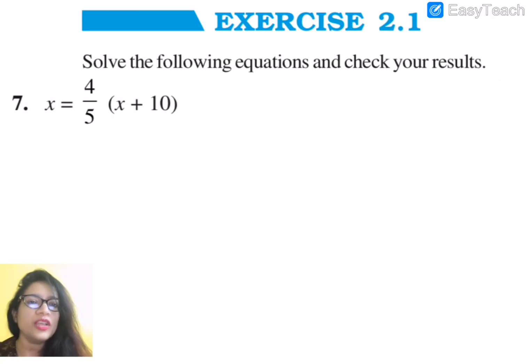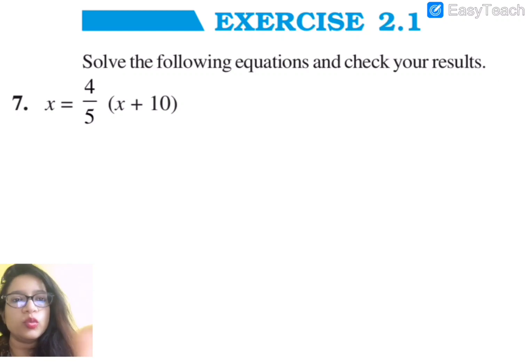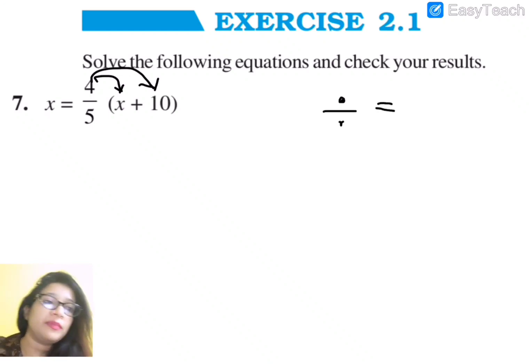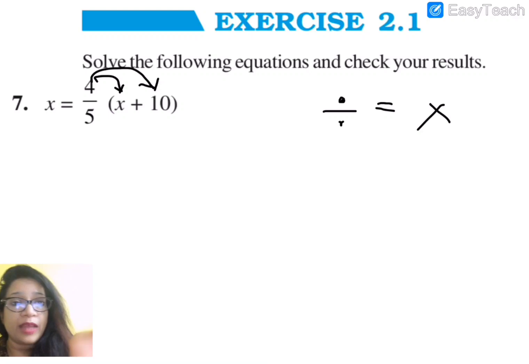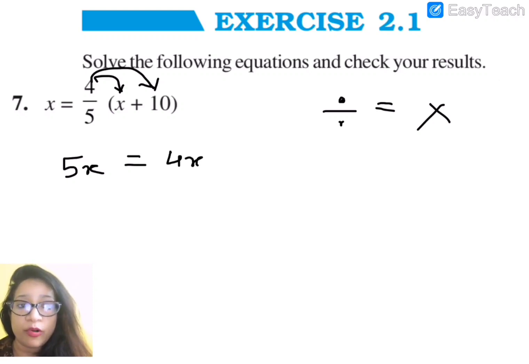Okay, the next one. This question is x is equal to 4 by 5, x plus 10. So what we need to do now? We need to multiply this 4 with both x and 10. But this 5, which is in division on this side, I already told you, if some term is in division on one side, it will become multiplication on the other side. That means this 5 will be multiplied to x, so it will become 5x. And when 4 is multiplied with x, it will become 4x plus 40.